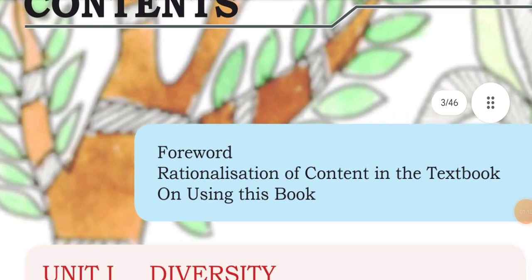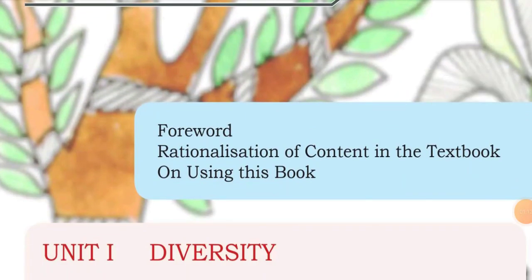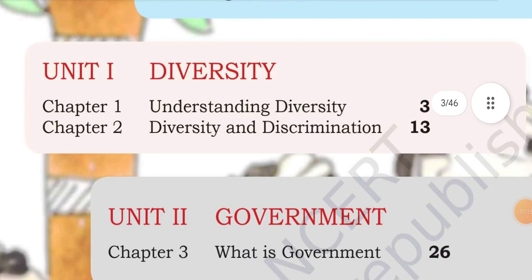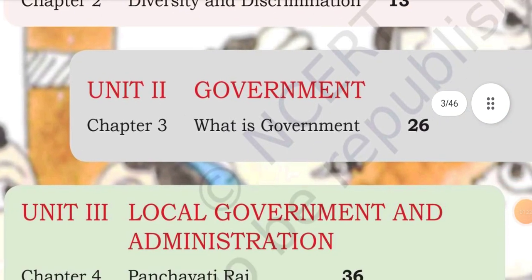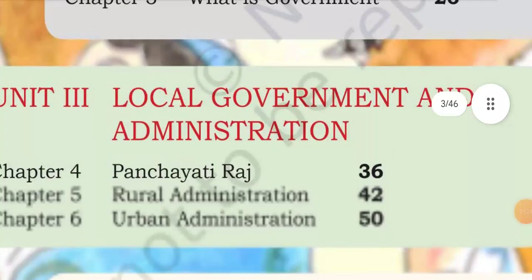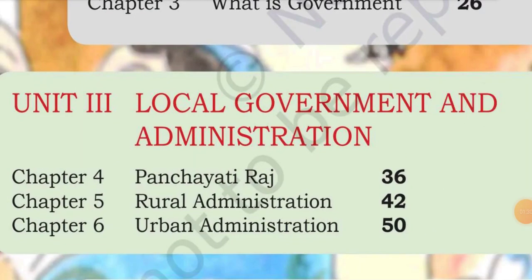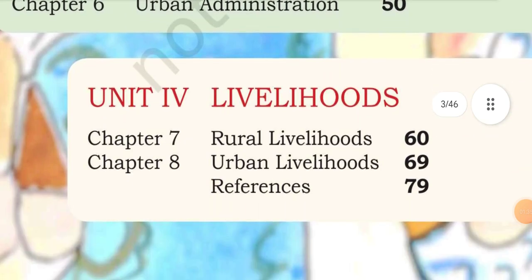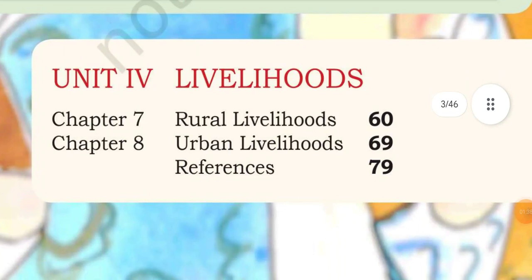Political science. Contents. Foreword. Rationalization of content in the textbook. On using this book. Unit 1 Diversity. Chapter 1 Understanding Diversity. Chapter 2 Diversity and Discrimination. Unit 2 Government. Chapter 3 What is Government? Unit 3 Local Government and Administration. Chapter 4 Panchayati Raj. Chapter 5 Rural Administration. Chapter 6 Urban Administration. Unit 4 Livelihoods. Chapter 7 Rural Livelihoods. Chapter 8 Urban Livelihoods. References.